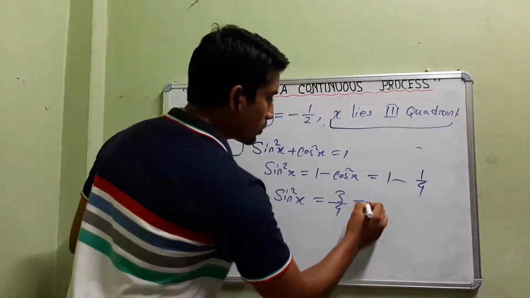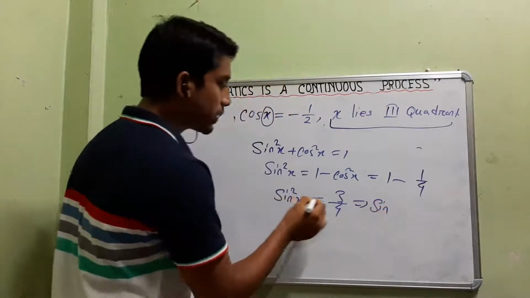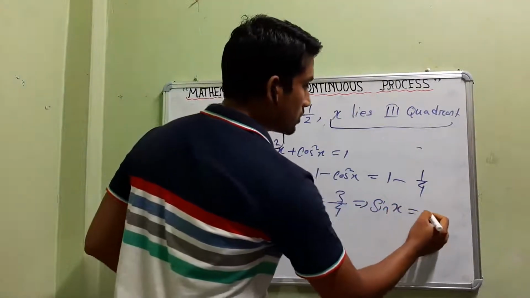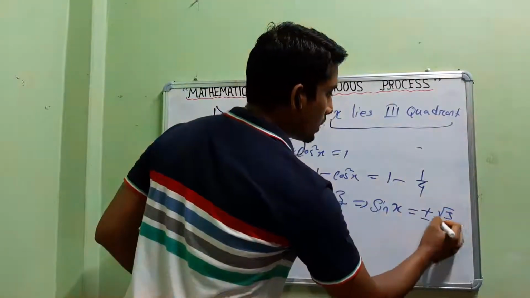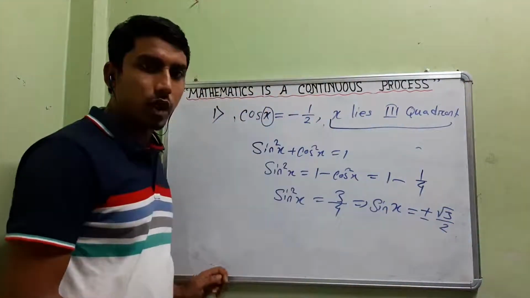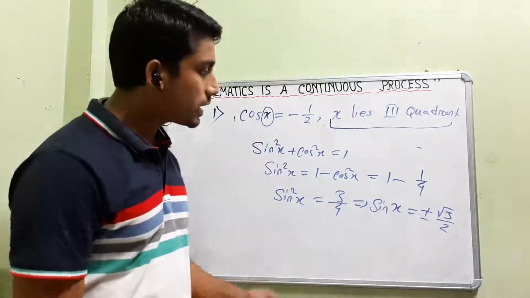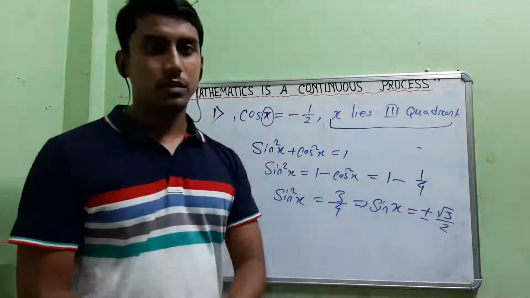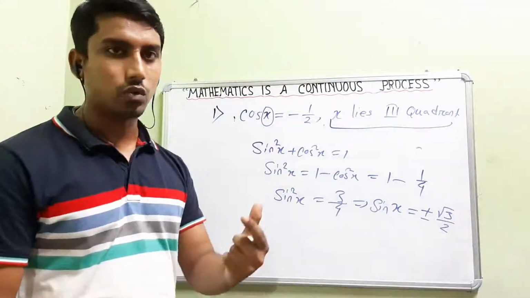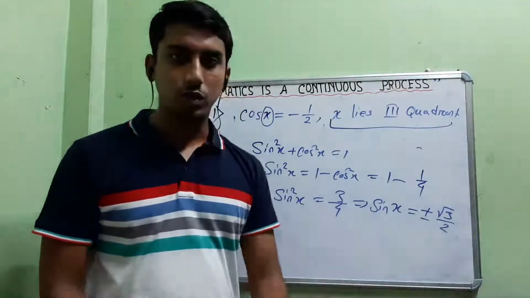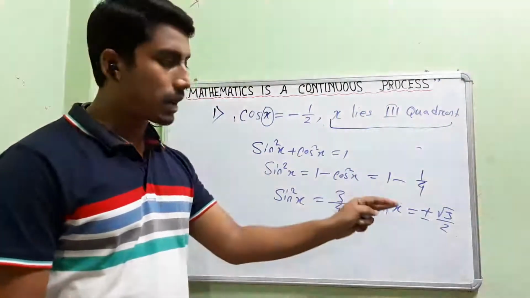From here, as sin square x equals 3 by 4, if I take the square root on both sides, sin x is equal to plus or minus root 3 by 2. After taking the square root we get plus minus, sin x equal to plus or minus root 3 by 2. Now we got 2 values of sin x, but which one will we take? That is the question. Sin x equal to plus root 3 by 2 and sin x equal to minus root 3 by 2. Two things we got, with plus and with minus.